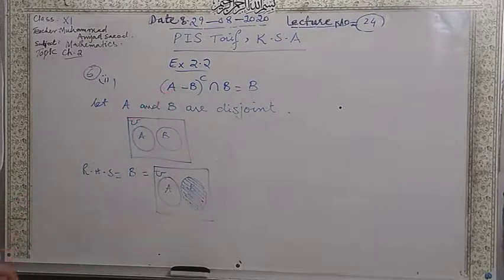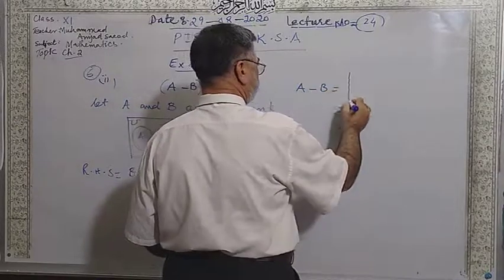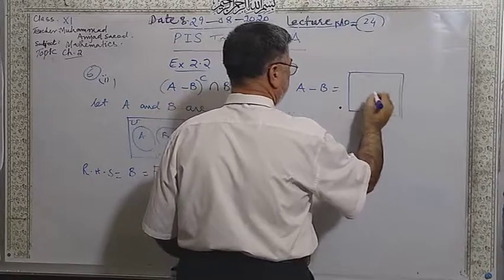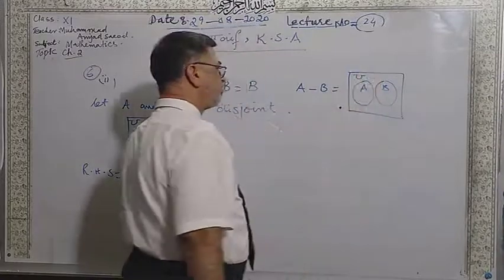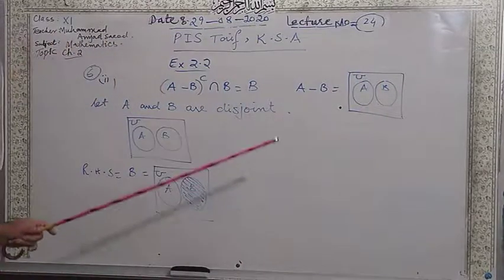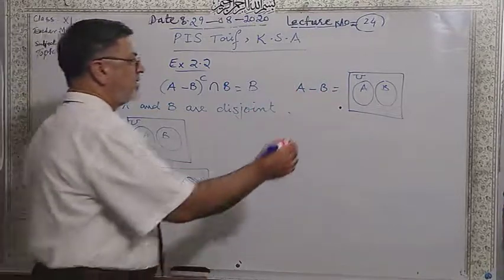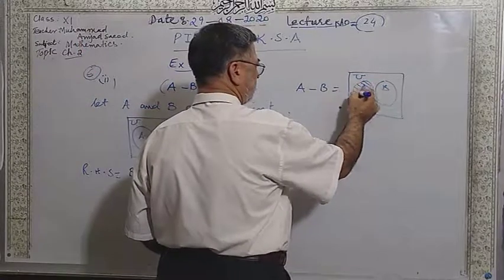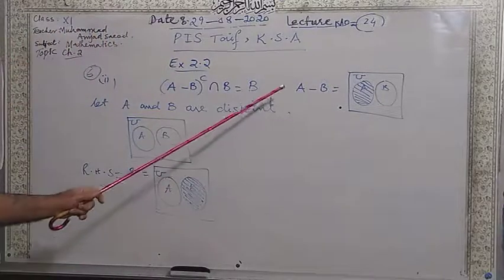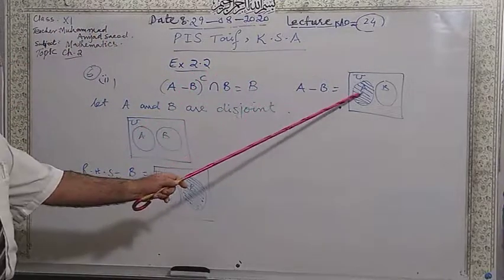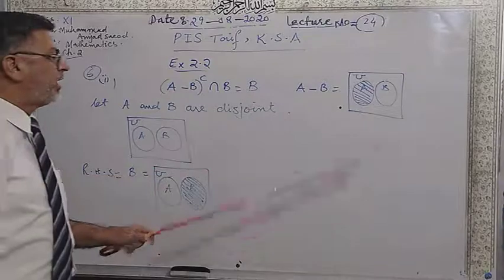First we will draw A difference B. Members of A which are not in B. That is A difference B. This is A difference B. Dear students, A difference B is members of A which are not in B. And what about complement? Complement is opposite to that.